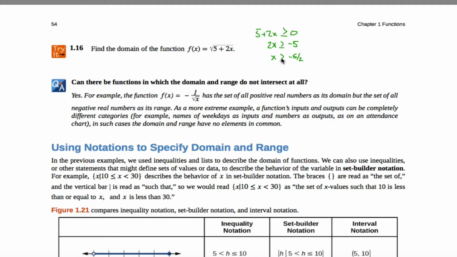So my answer here, my domain, is all values of x that are greater than or equal to negative 5/2. In interval notation, I could say it's everything from negative 5/2 up to infinity. In set builder notation, I could say it's the set of all x such that x is greater than or equal to negative 5/2. There you go.